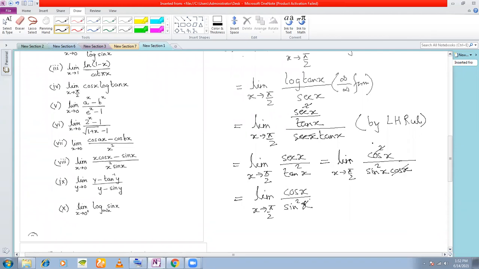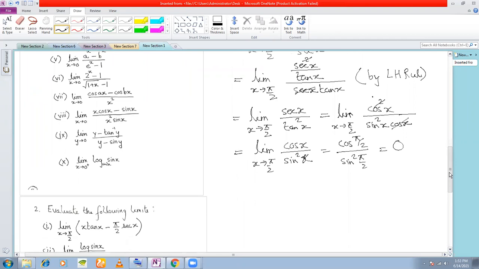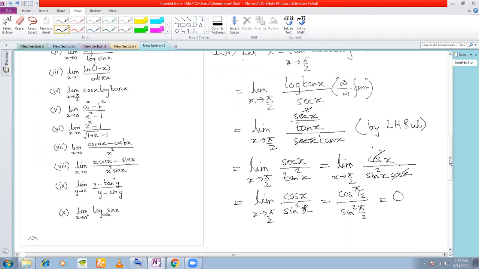Now tell me whether this is a determinate form or not. If you put x is equal to pi by 2, you get cos pi by 2 by sine square pi by 2. You know cos pi by 2 is 0, isn't it? And sine square pi by 2 is 1, isn't it? So this is 0. That's it. This is clear. You'll write here, so here we applied L'Hospital rule only once.